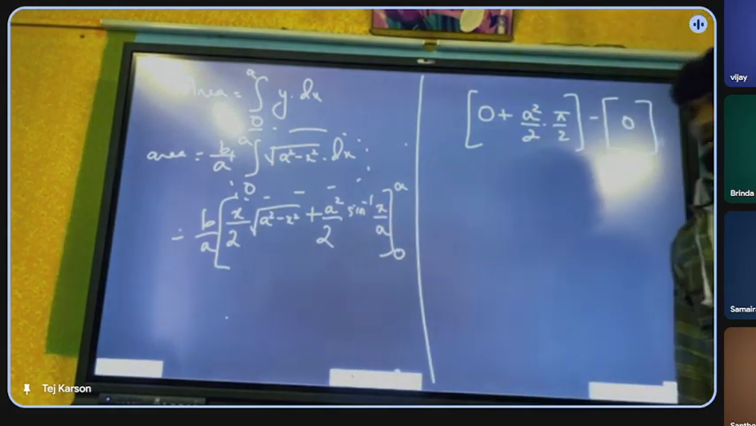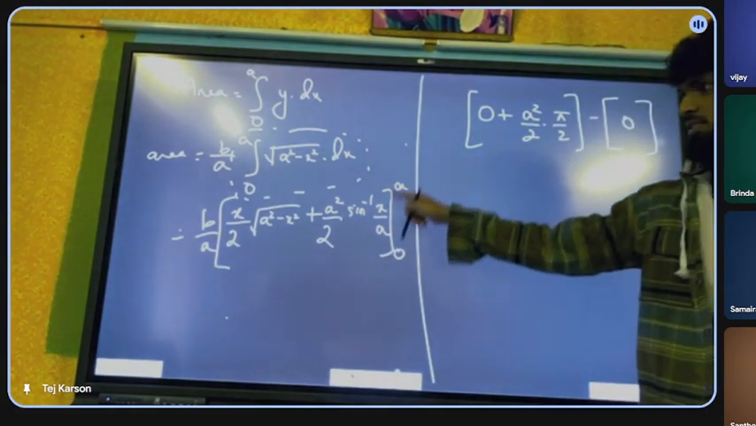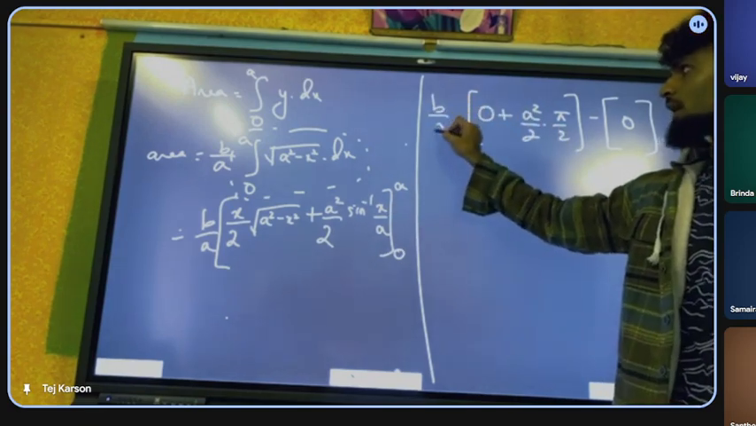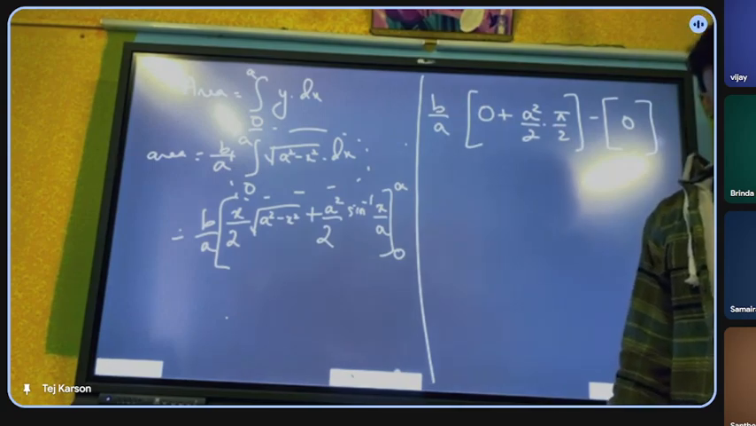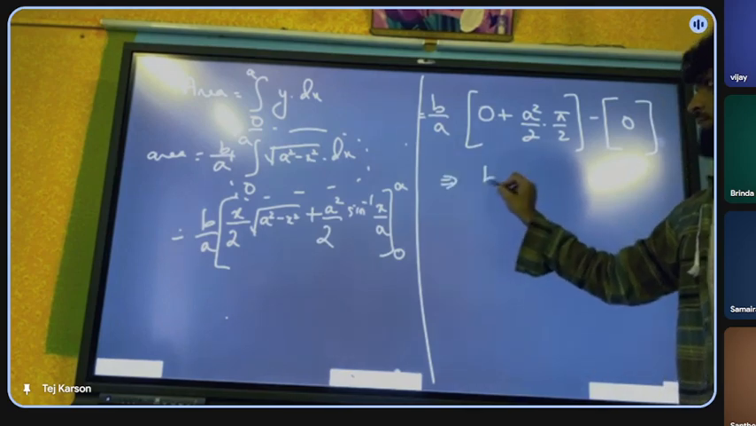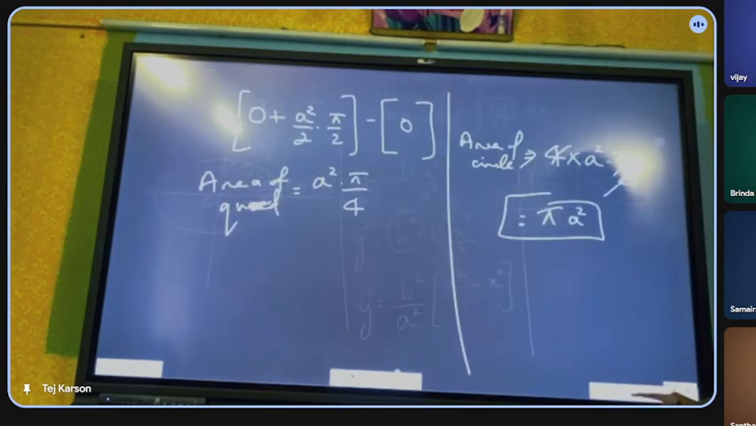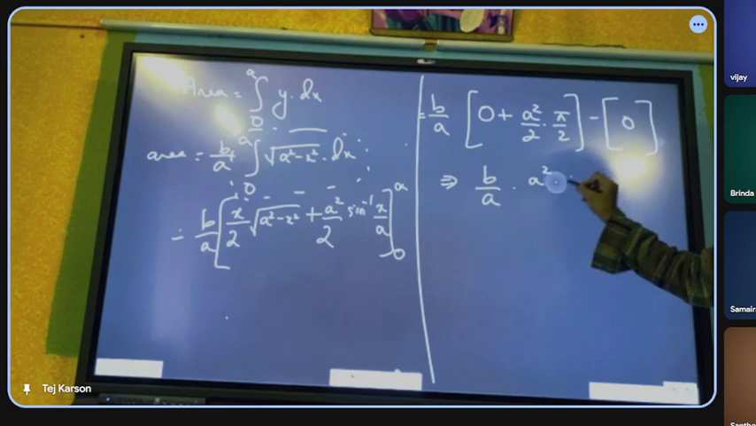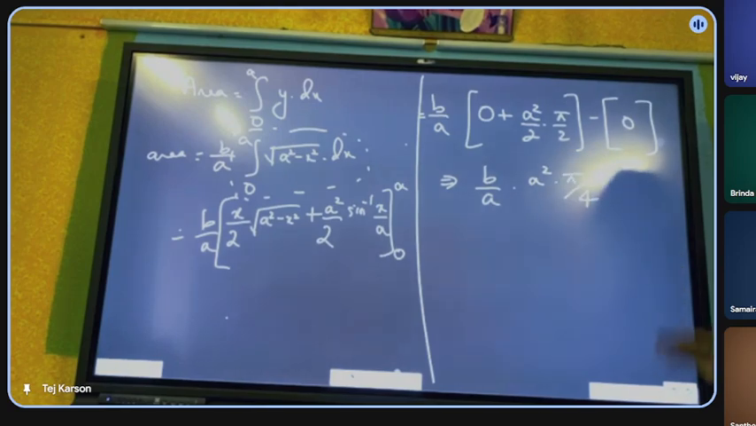Okay. Guys, look at this. This answer, but outside, B by A has to be there. Important. B by A has to remain. Now what can be done? B by A will remain. What's the other answer? A square into pi by 4. Got this? Also, now same thing will get repeated.